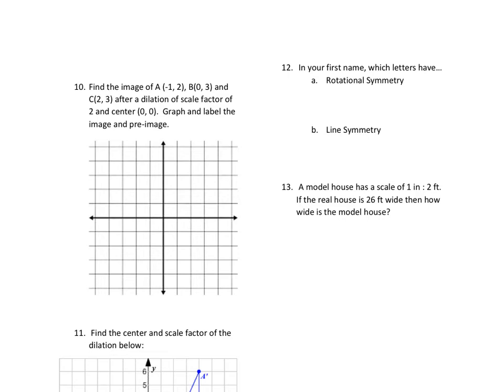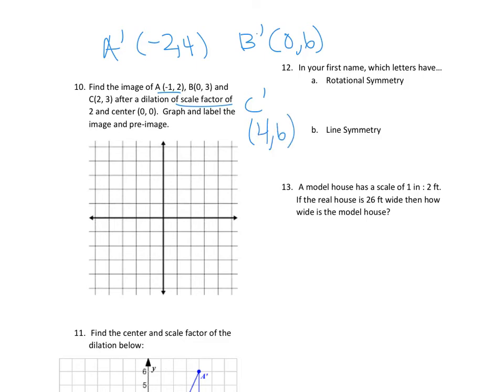Okay, number 10, find the image after a dilation of scale factor 2. So this means that the scale factor is 2, you're going to double each one of these. So A prime is going to be -2, 4. B prime is going to be 0, 6. And then C prime is going to be 4, 6.